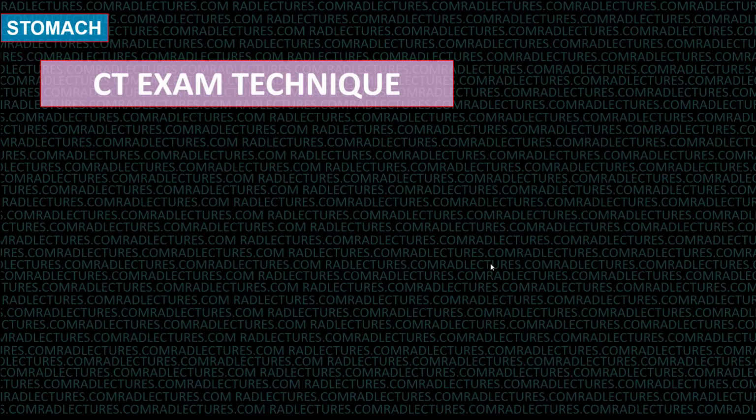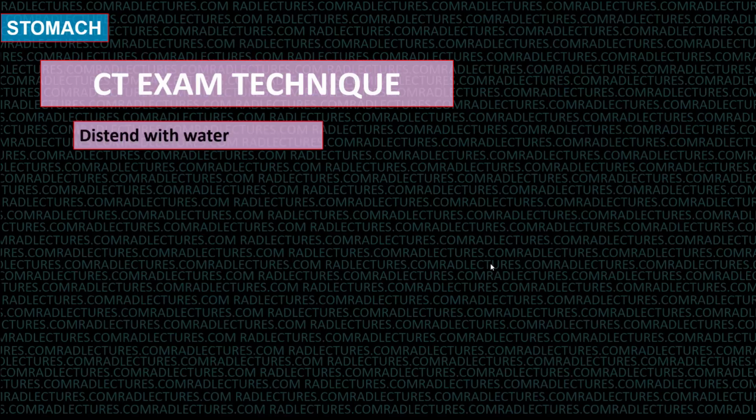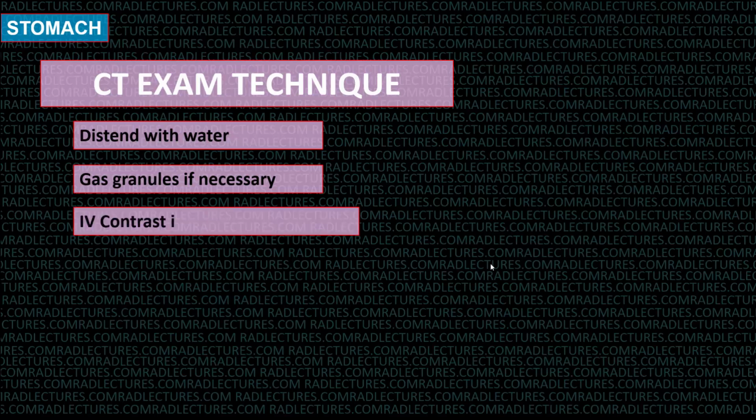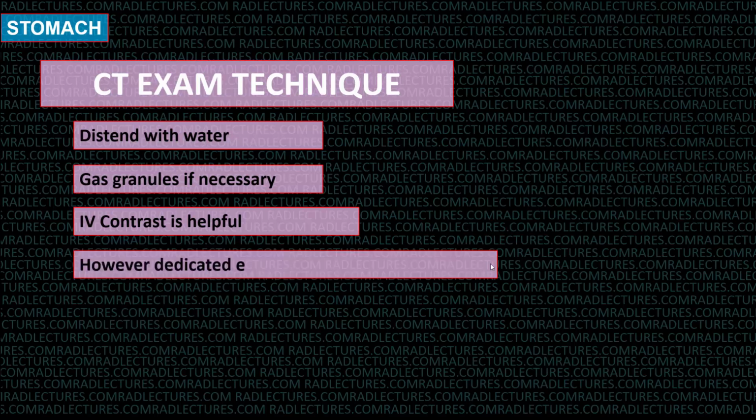For CT, if you want to really do a CT examination for the stomach, you have to distend it with water. You can give gas granules if necessary. We usually give gas granules only if we are trying to solve a problem, if there is an area where we are thinking that there may be a mass and we want to outline it better, we may give some gas, but not otherwise. IV contrast is, of course, very helpful because it causes enhancement of the mucosa and of the cancerous masses. However, dedicated exam like this is done rarely.